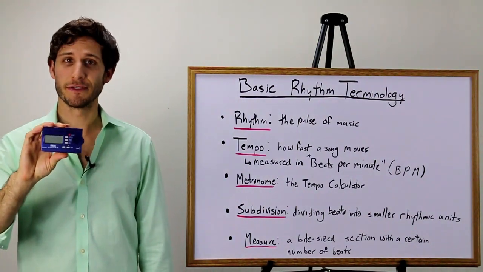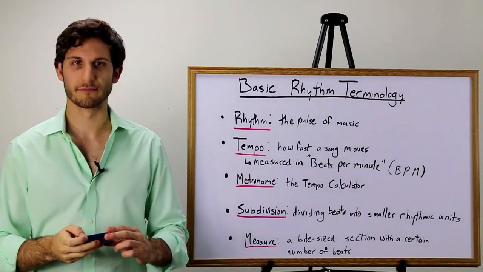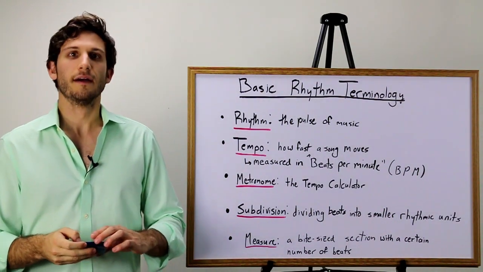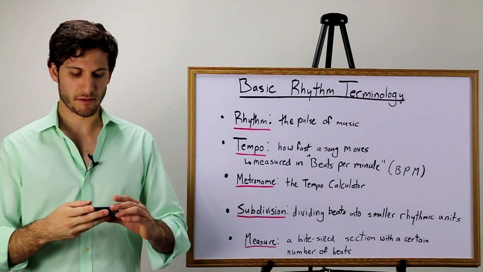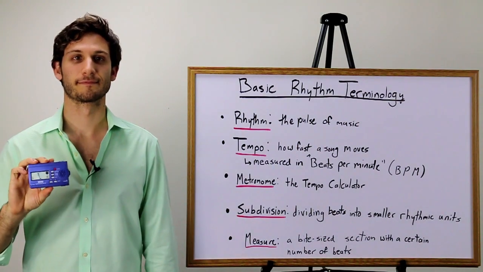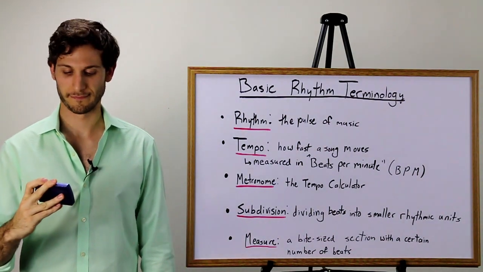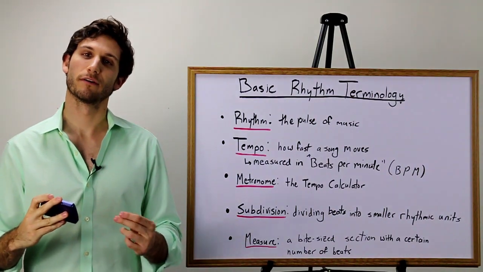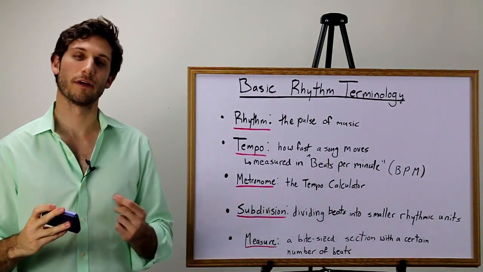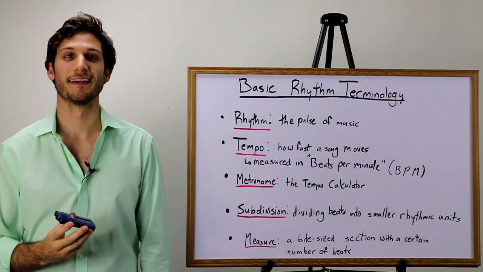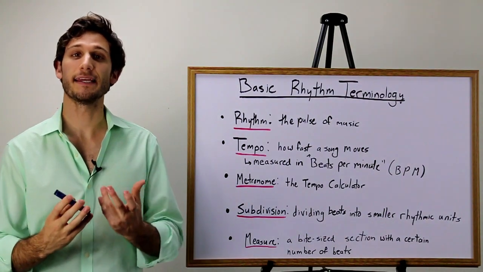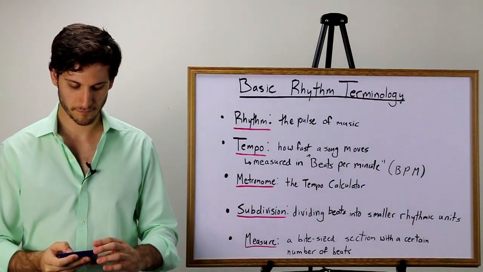This is the metronome that I use, just a simple digital one that I got at, I think, Guitar Center. Let's set the tempo at 95 beats per minute. Hear that? 1, 2, 3, 4. 1, 2, 3, 4. It's nice. Perfect, steady click at 95 beats per minute.